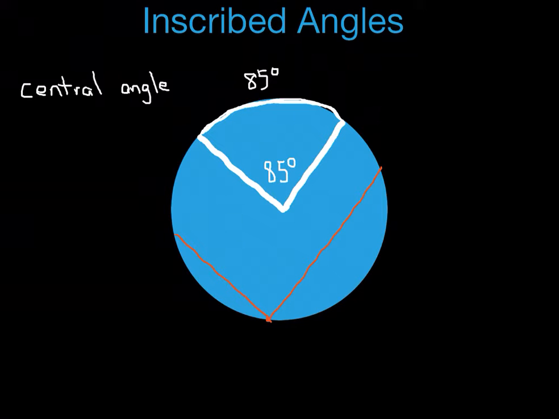Now, an inscribed angle has its vertex located on the circle. So you can see here I have another angle, the red angle, and its rays, they're just segments. They stop on the circle, but they are chords. So this is a chord, and that one is a chord, and the vertex right here is on the circle. This kind of angle is called an inscribed angle. And it also has some unique properties, kind of like the central angle did. So let's take a look at some of these ideas with the inscribed angles.